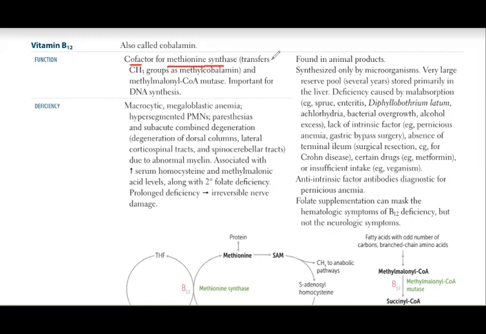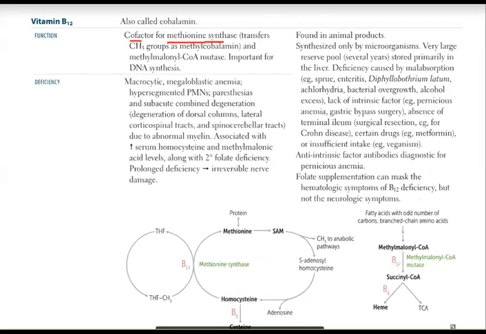Okay, methionine synthase. And what does methionine synthase do? In this picture, what does it do? It transfers the methyl group as methyl cobalamin. This is a methyl group, CH3. If this enzyme is not present, or if this vitamin B12 is not present, this enzyme will not work. If you do not have B12, homocysteine will not be converted to methionine, and then you will not be able to make this SAM.